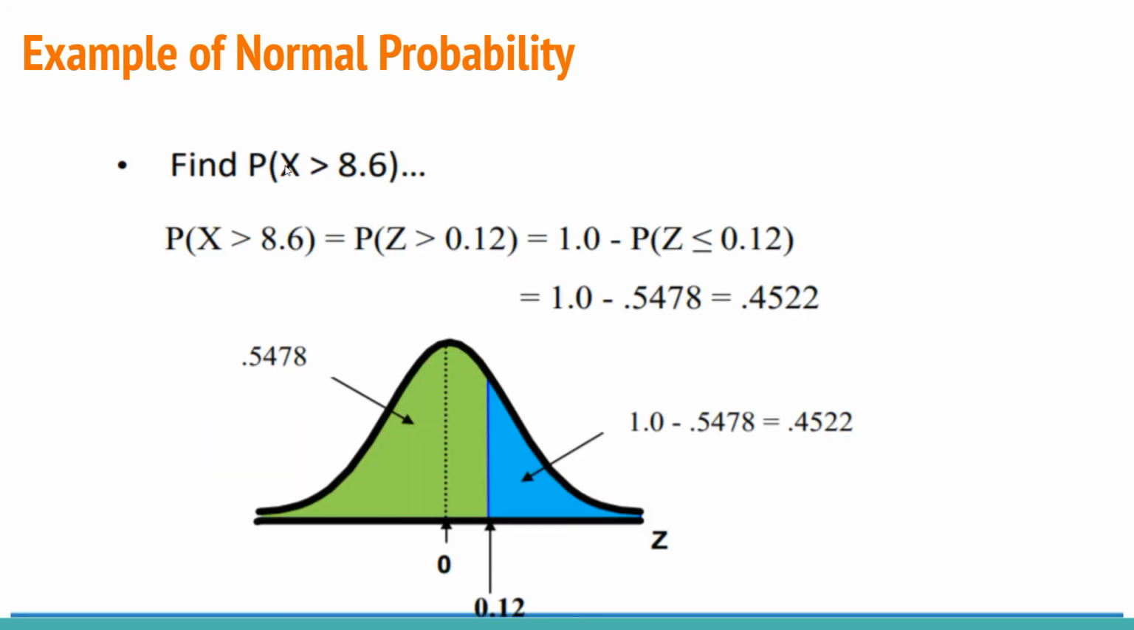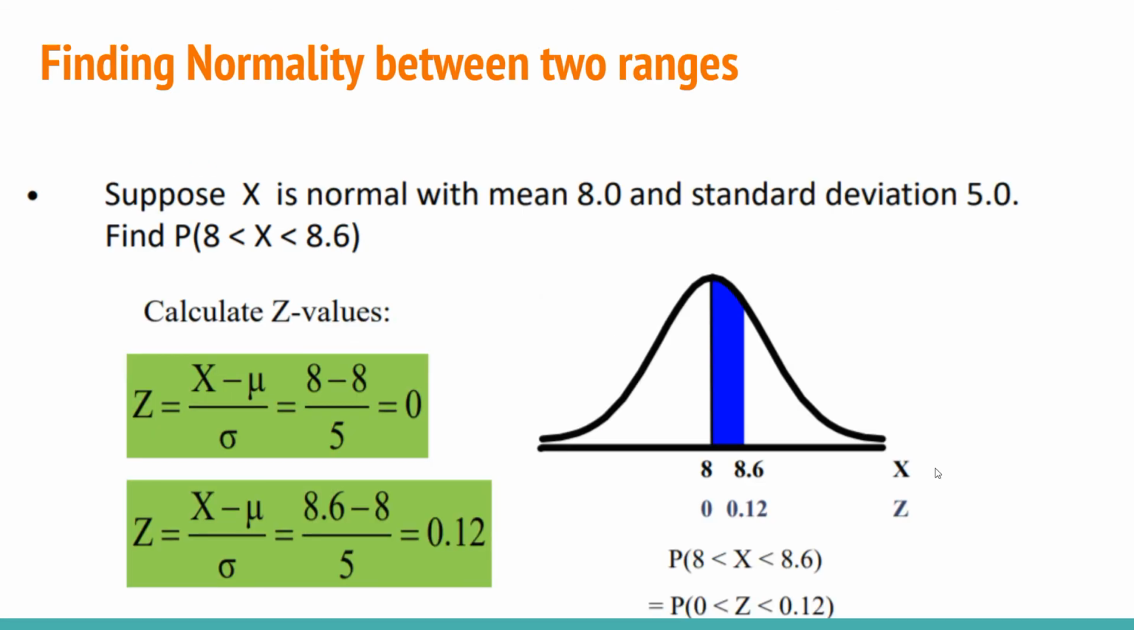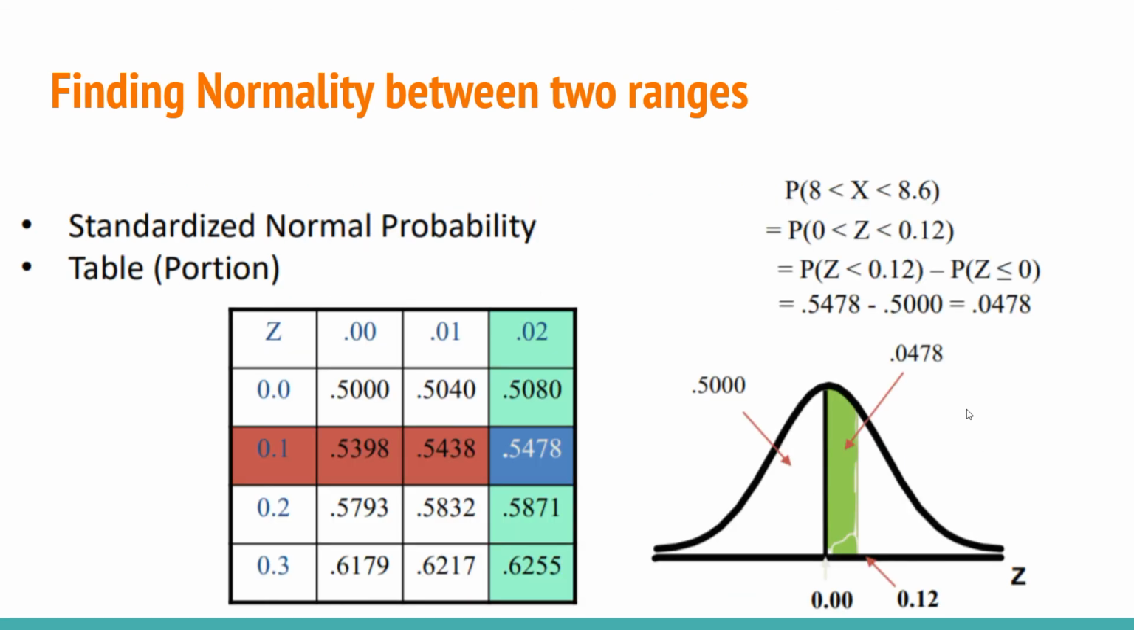In this way we can also calculate x greater than 8.6. It is calculated just by reversing and subtracting the less-than area from 1.0, and we get the answer. It is very easy to calculate the range. This one which we calculated earlier can also be done very easily. We did this in the last-to-last slide.